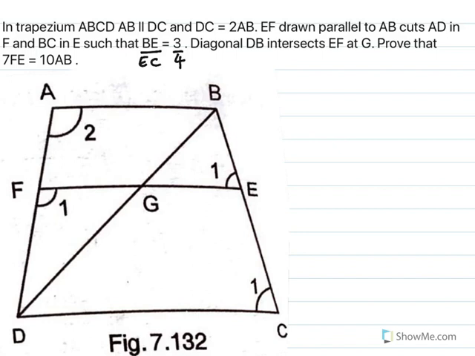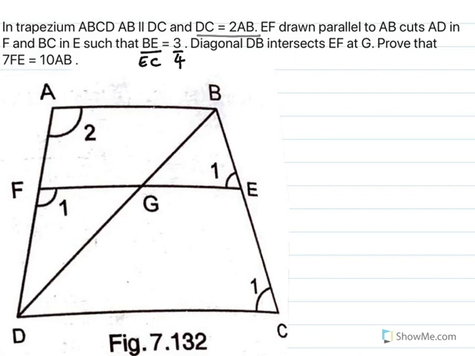In the trapezium ABCD, AB is parallel to DC. Here this is parallel, and it's given DC is twice AB. EF drawn parallel to AB cuts AD in F and BC in E such that BE over EC is 3:4. Diagonal DB intersects EF at G. Prove that 7FE equal to 10AB.